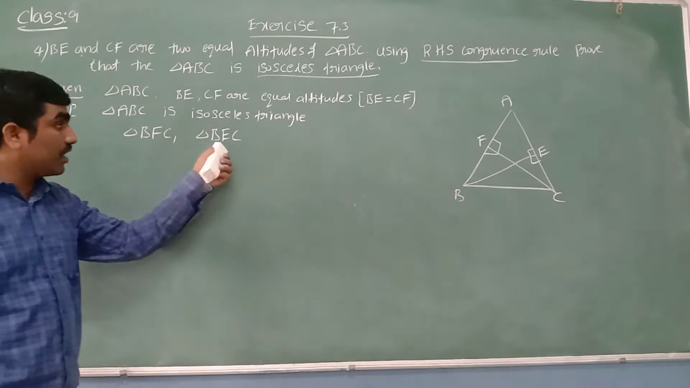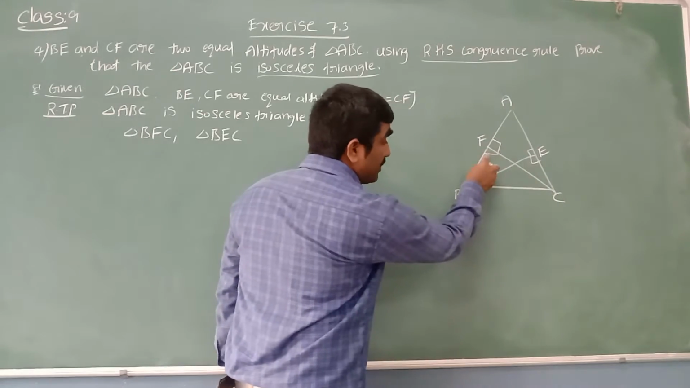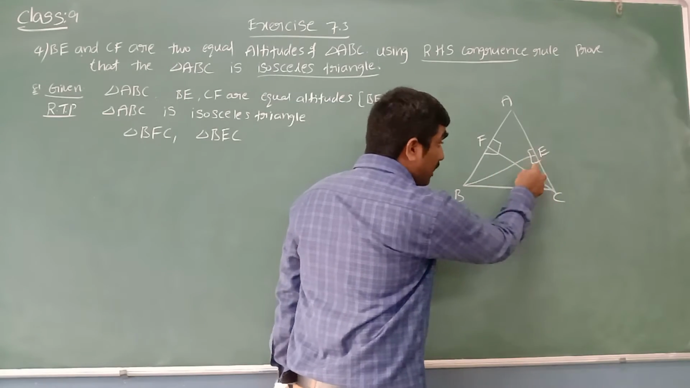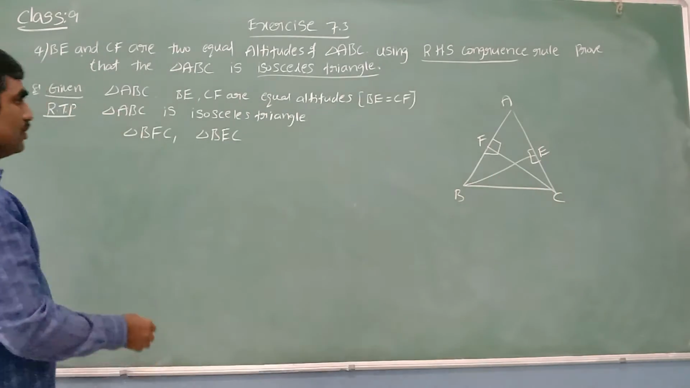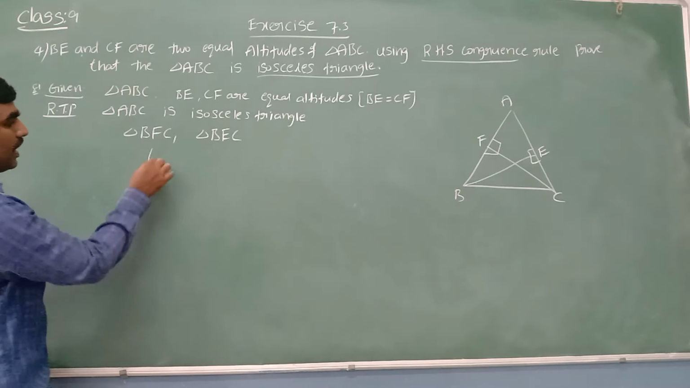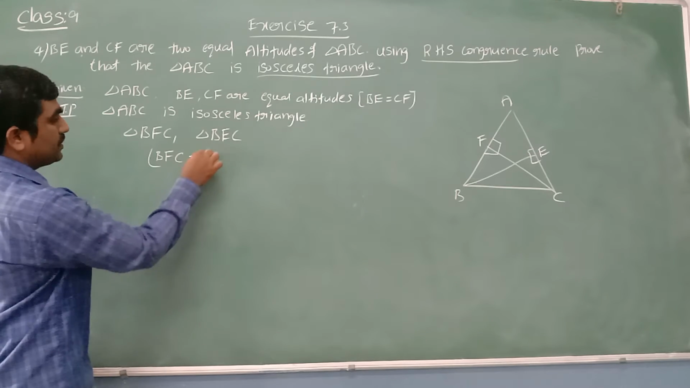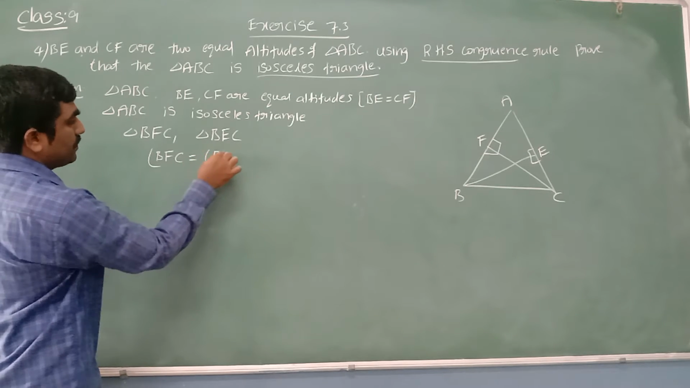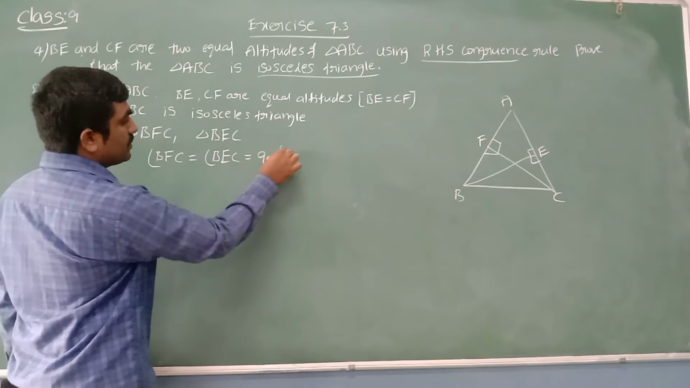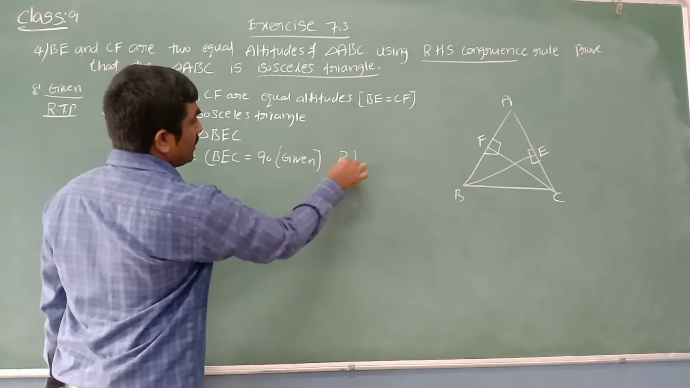Now tell me, what are the equal parts of these two triangles? Sir, in triangle BFC, angle F is a right angle. Similarly, in triangle BEC, angle E is a right angle. So in both the triangles, we can see one right angle. Angle BFC is equal to angle BEC, equal to 90 degrees. What is the reason? They said it is given, they are perpendiculars. Yes, we completed one right angle.